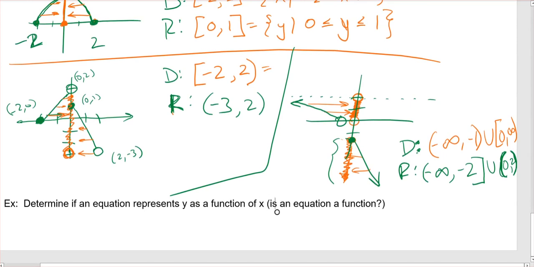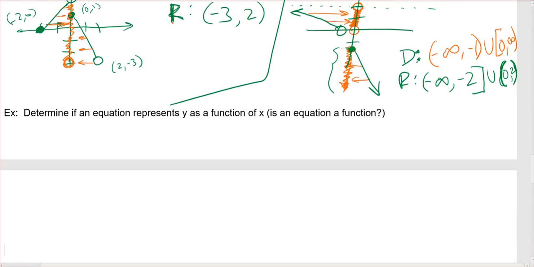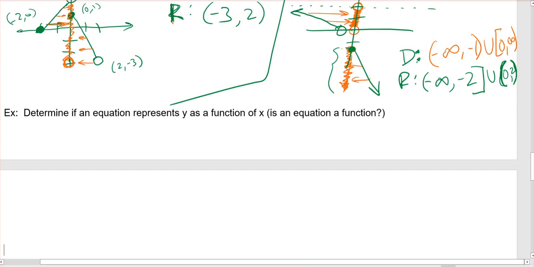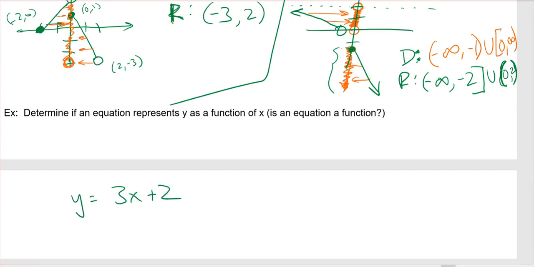If we are given an equation, we want to know whether or not the equation defines y as a function of x. So let's take a look at one here. y equals 3x plus 2. We could draw a graph of this if we really wanted to, but that's not the point of the exercise. What we want to know, right off the face of it, is: does y represent a function of x?